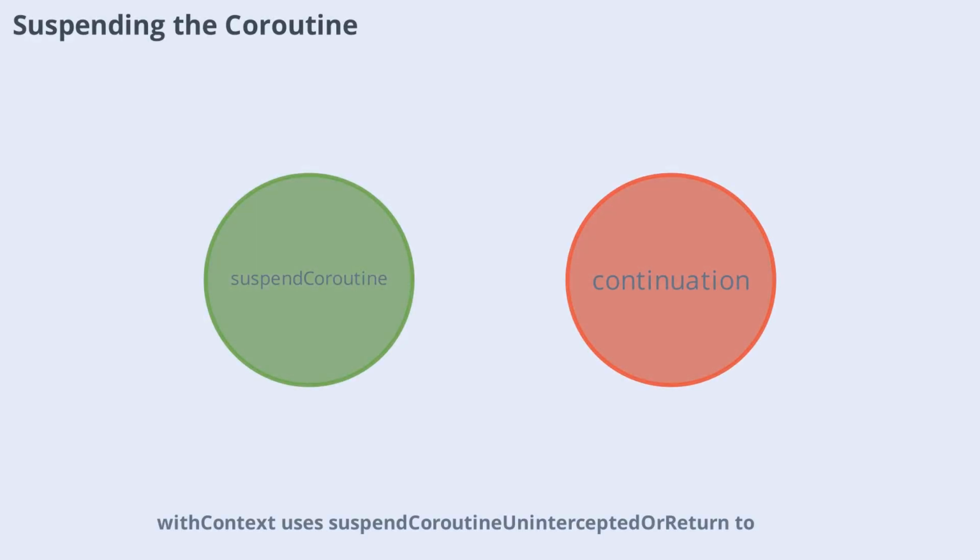withContext uses suspendCoroutineUninterceptedOrReturn to suspend the current coroutine. The lambda inside handles the continuation, which represents the state of the suspended coroutine. This mechanism allows the coroutine to be resumed after the block finishes executing. The old and new contexts are determined, and the new context may include a different dispatcher or thread local variables. This ensures the block runs in the correct environment.